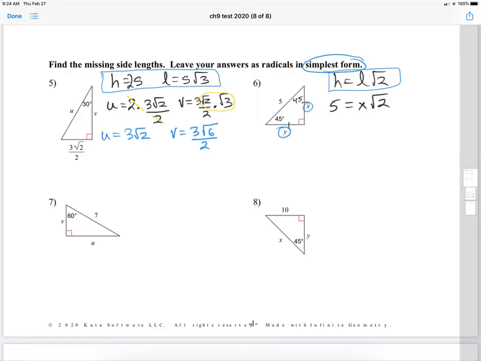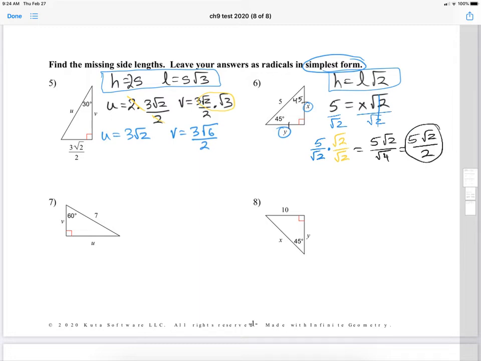Now, how do you solve? You divide off the square root of 2, which many of you did, but that's not the answer. You cannot leave your answer like that. 5 over the square root of 2, you have to rationalize the denominator by multiplying by the square root of 2 over the square root of 2. And then that equals 5 square root of 2 over the square root of 4, which is 5 square root of 2 over 2. That is your answer.